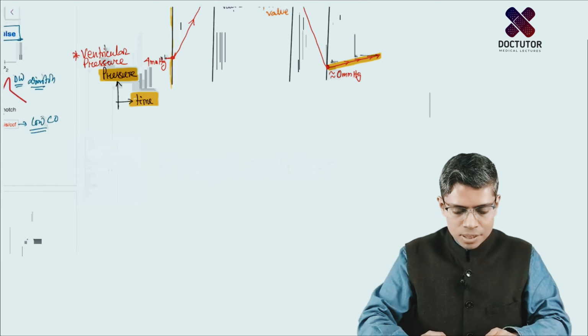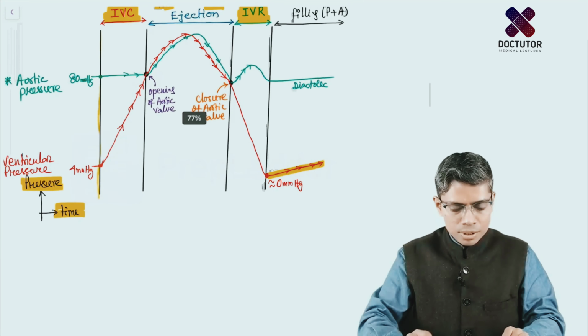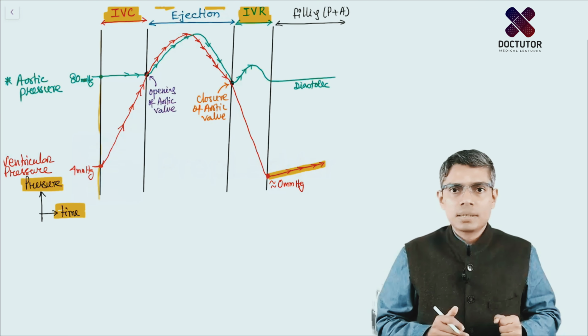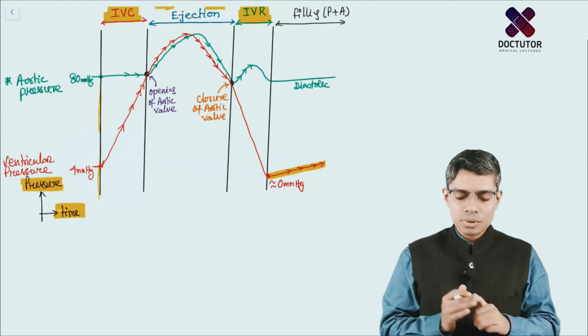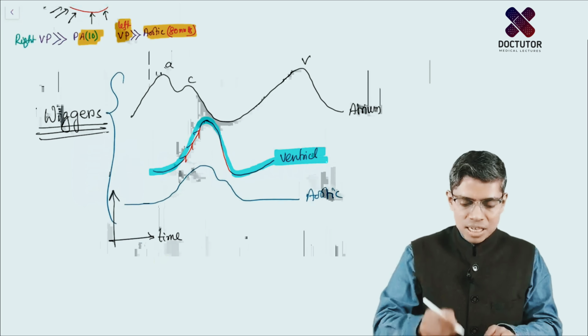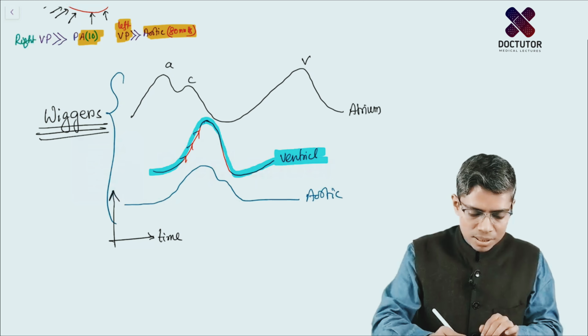Pulse you have to read, right? So now we have understood the aortic pressure wave and the ventricular pressure wave. Now our job is to understand the changes in the pressure at the level of the atrium.